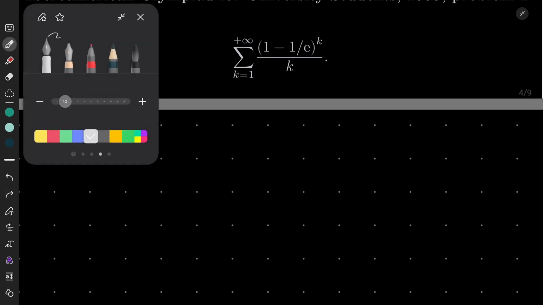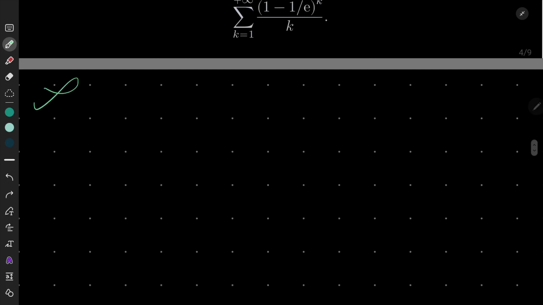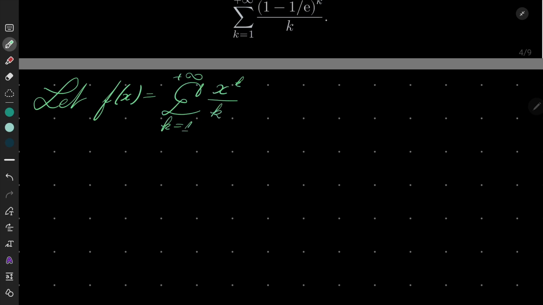So as I suggested, let f of x be our series, but with x to the power of k over k. We know that our series converges for x's between -1 and 1.